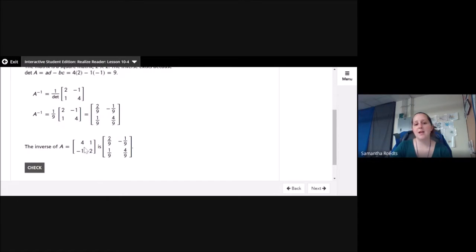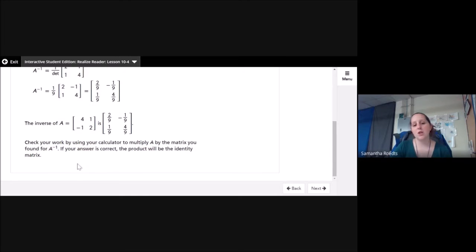So the inverse of A, when A is equal to 4, 1, negative 1, 2, is 2/9, negative 1/9, 1/9, 4/9. You can, of course, check your work by using your calculator to multiply A by the matrix you found for the inverse of A. If your answer is correct, the product will be the identity matrix.